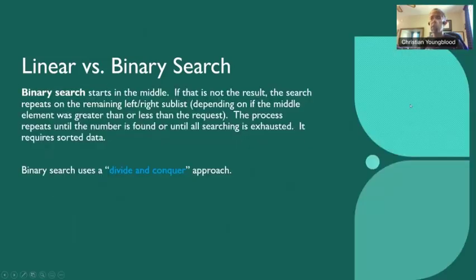How about binary search? Binary search starts in the middle. If that's not the result that you're looking for, it's going to split it left and right. If it needs to go higher, you're going to look to the right, find the next midpoint to the right. If it's lower, you're going to go to the left. And you just keep going, each time narrowing the results down by half. Binary search uses what's called the divide and conquer approach. Again, you're just splitting your data in half repeatedly.